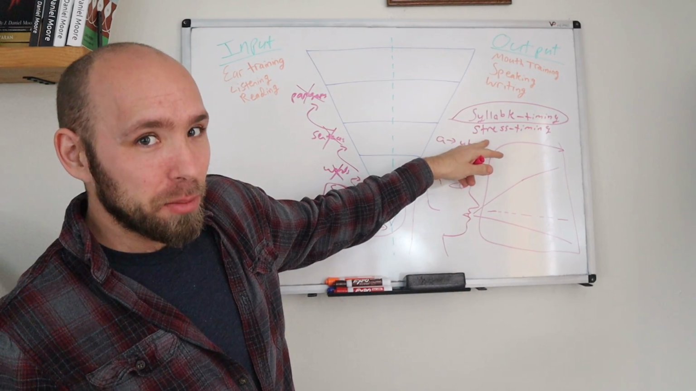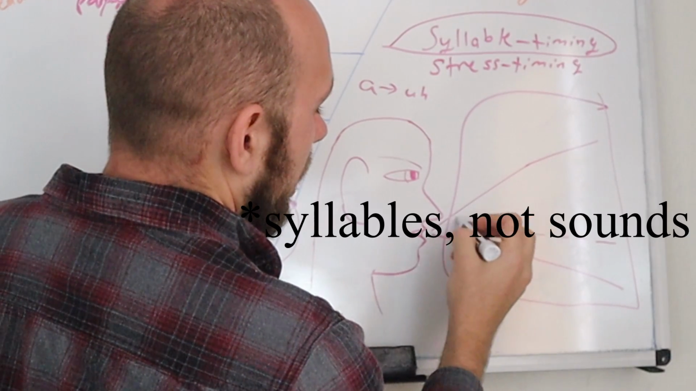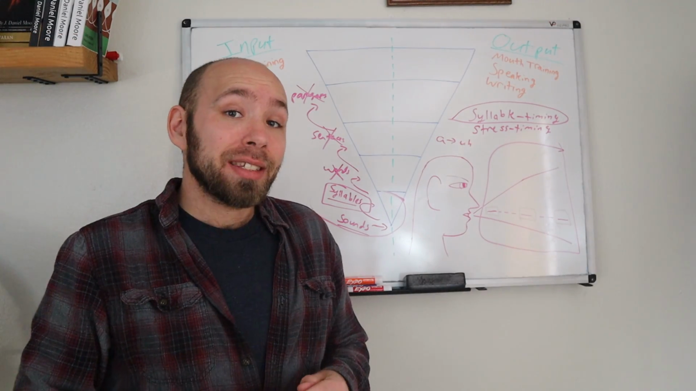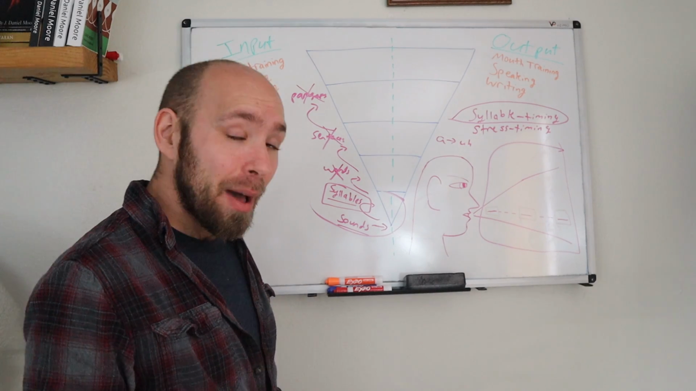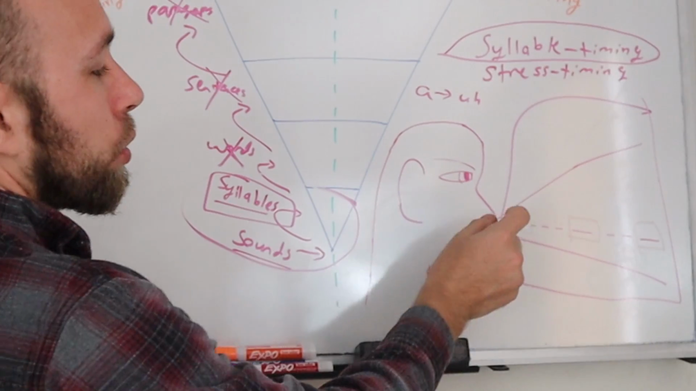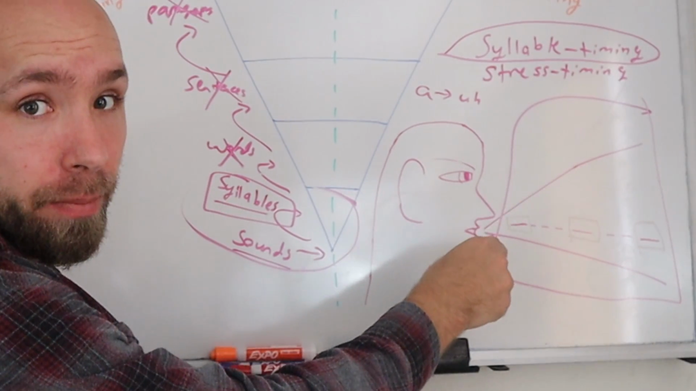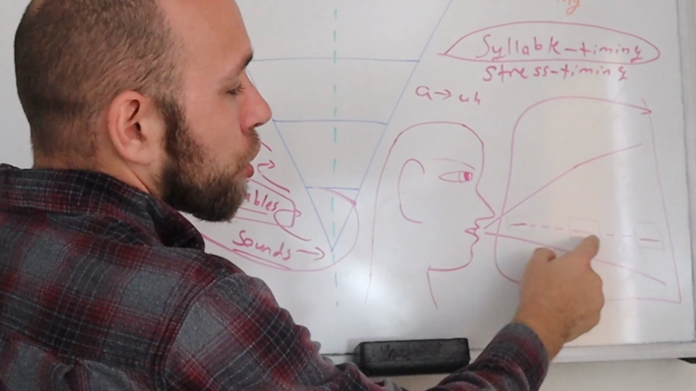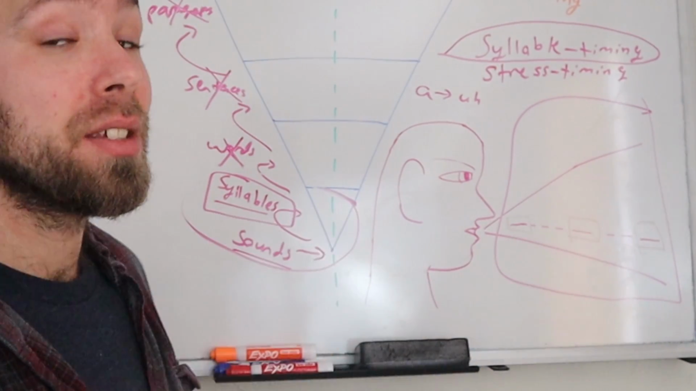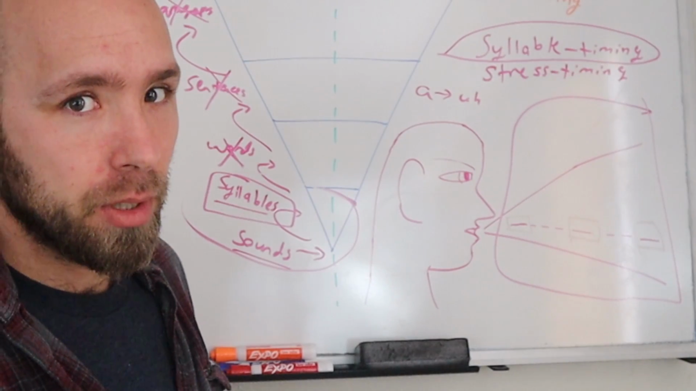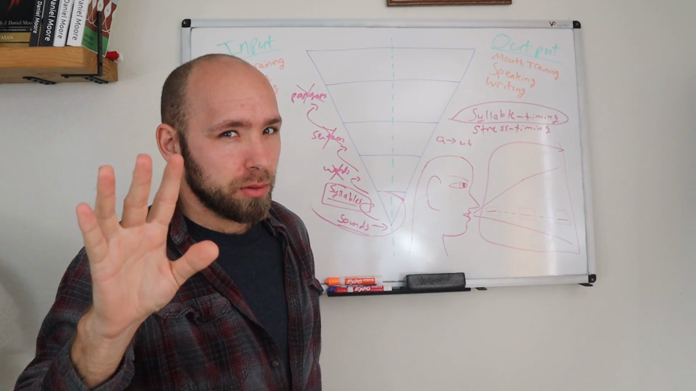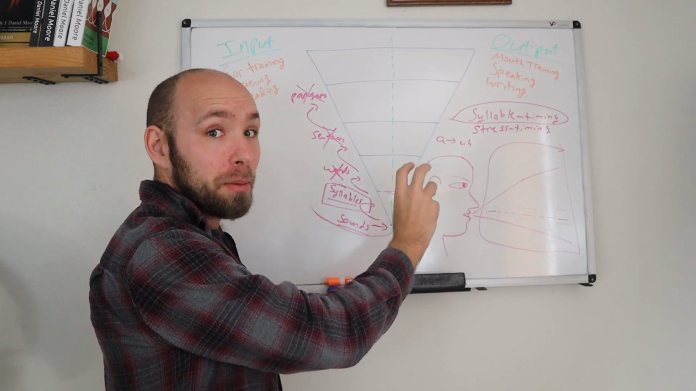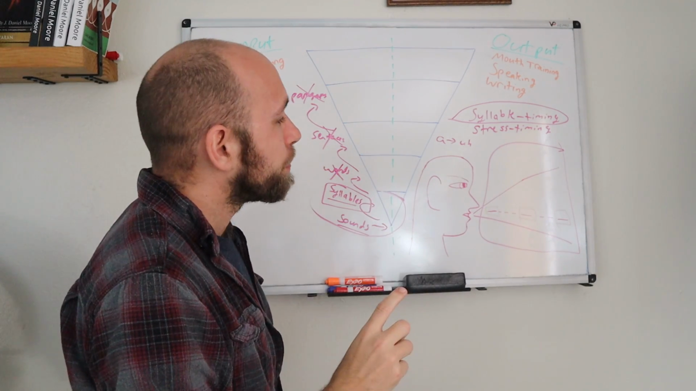But stress timing, these longer sounds, in a stress-timed language, what happens is the reason why these are longer is because they're stressed. And the reason why these are shorter is because they're not stressed. That's a very important concept, and you have to understand that to really understand and master English rhythm.